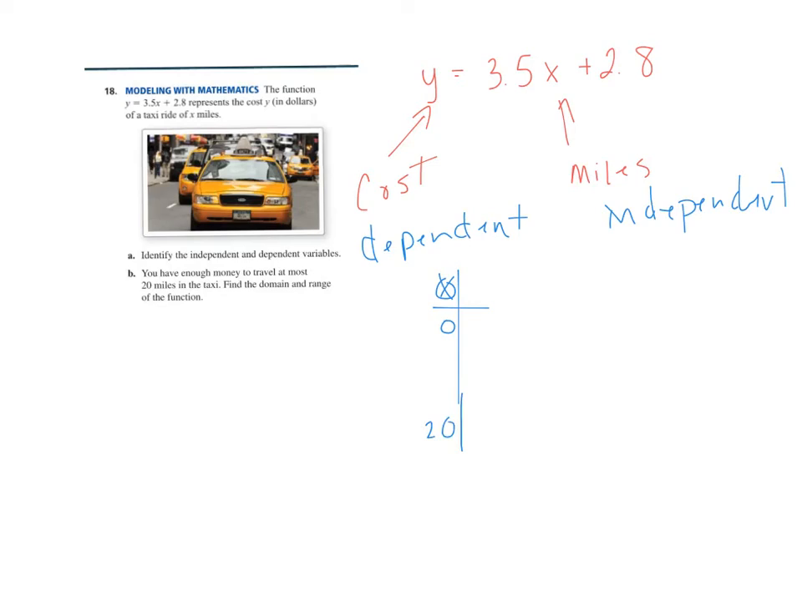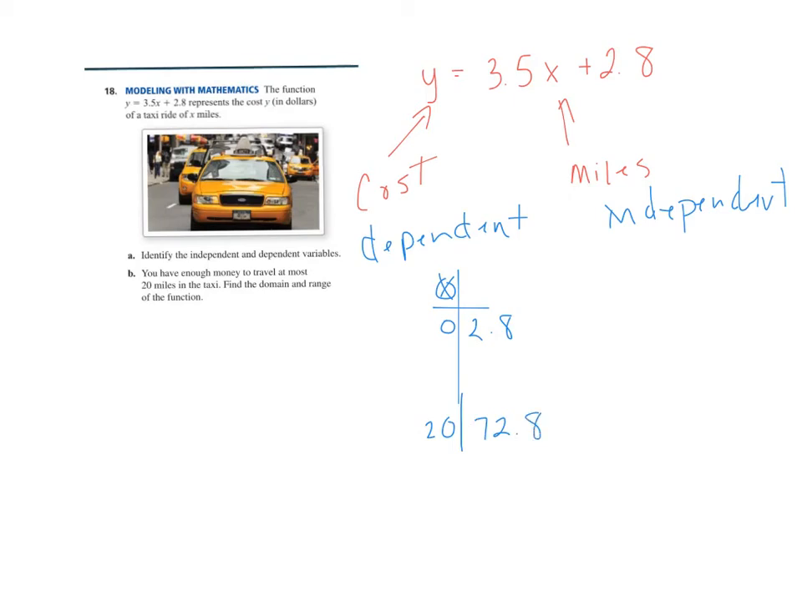And then we're going to put that through. So if we have 0 and we're putting it in, 3.5 times 0 is 0. 0 plus 2.8 is 2.8, which means if you take a taxi, you're going to have to pay $2.80, even if you don't travel at all, 0 miles. And then we've got 20, so we would have to have 3.5 times 20. That is 70.